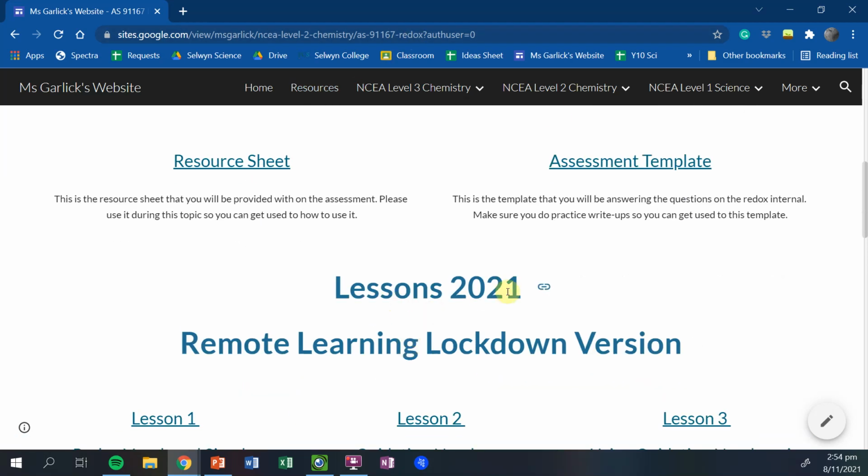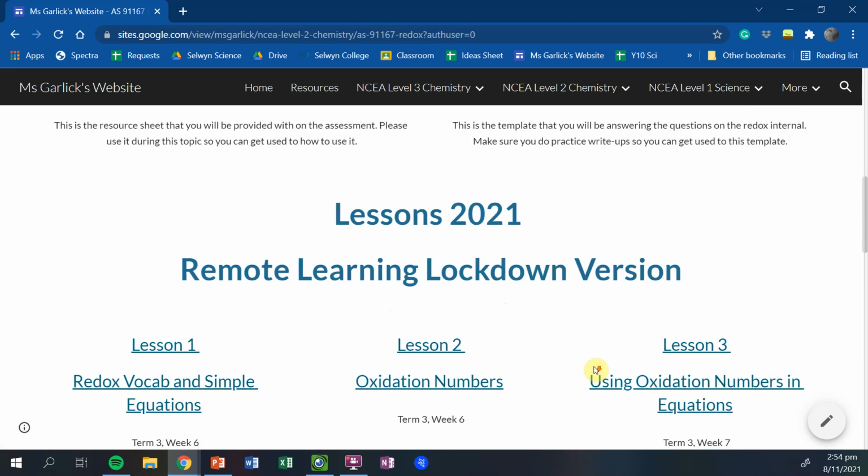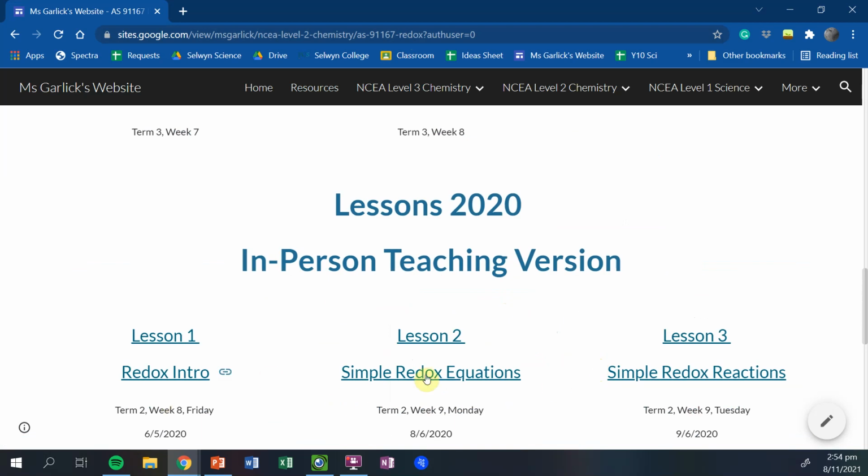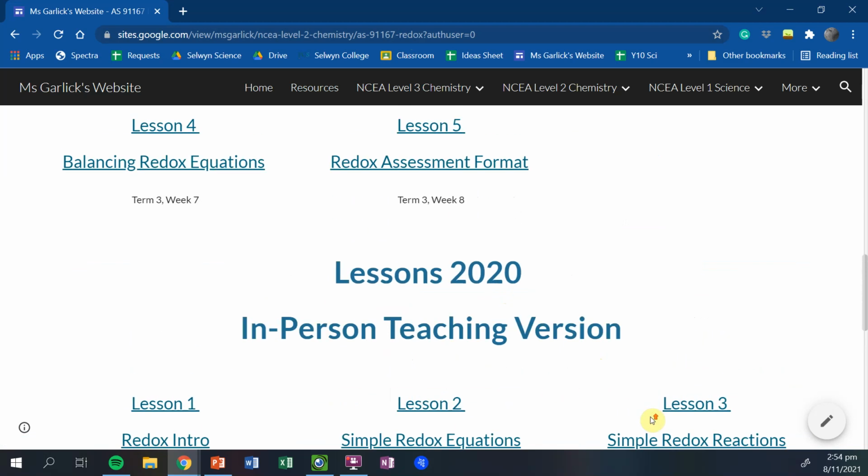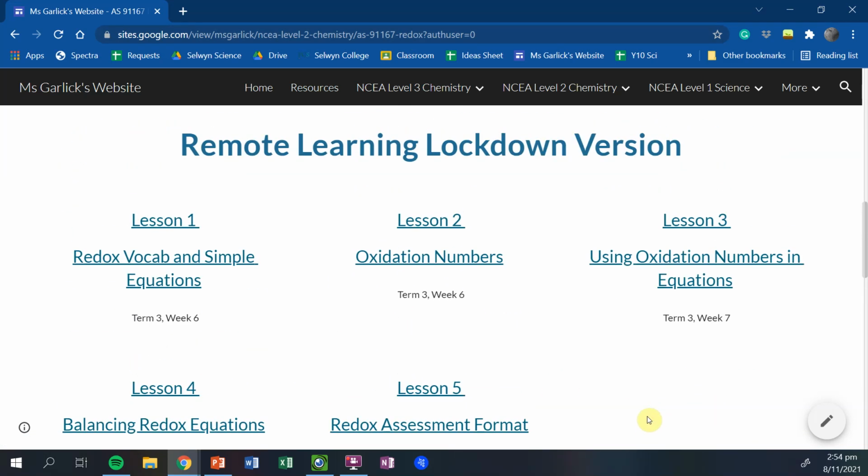I have the 2021 lessons, so this is the ones that I designed for lockdown, but you're welcome to look at the stuff that I did for in-person teaching as well. It's a slightly different order and a slightly different pairing. But you can pick things based on what you need to have worked on. So let's say the oxidation numbers, you know how very quickly I went through it, and you're like, I don't know how you got those oxidation numbers. I have a lesson just on that and just for that to practice.